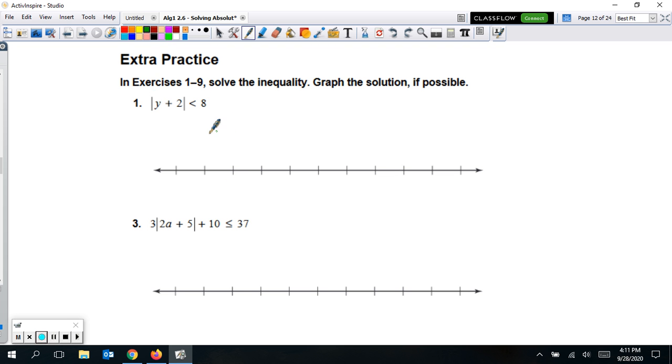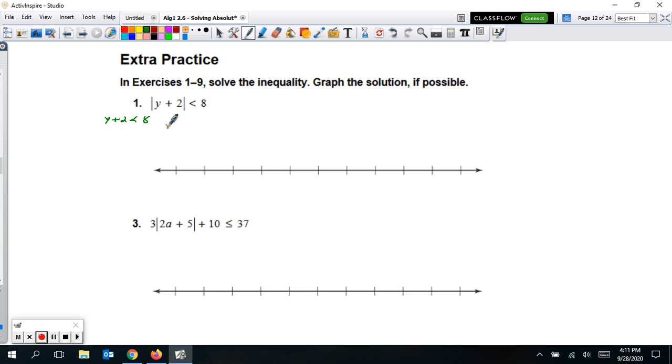So for number 1 here, it already has the absolute value by itself, and we can see the absolute value is less than a positive number, 8. So that's it right there. It's going to be a C for connected, less than is "and". So we can write this as two inequalities. I can write the first one just the way it shows you here: y plus 2 is less than 8.